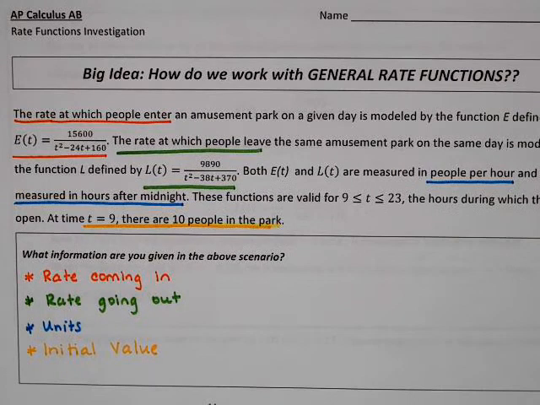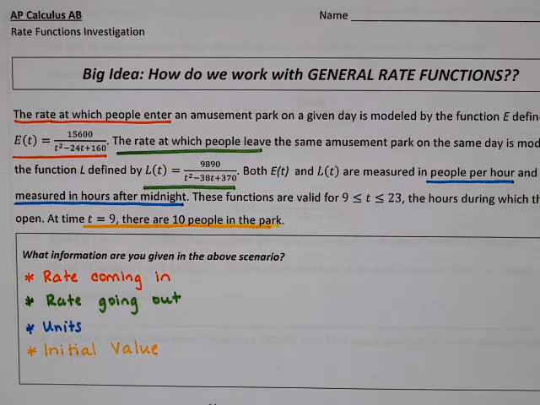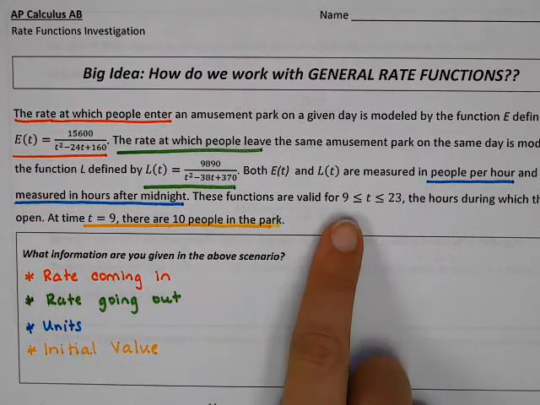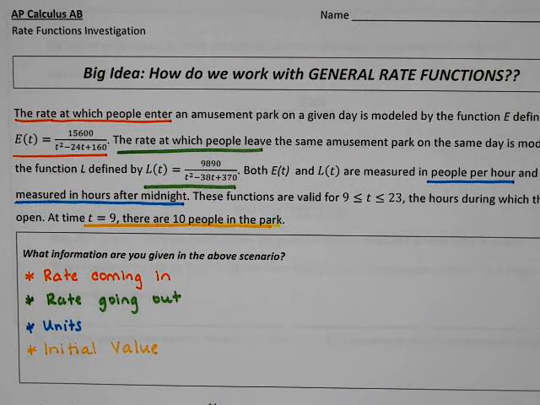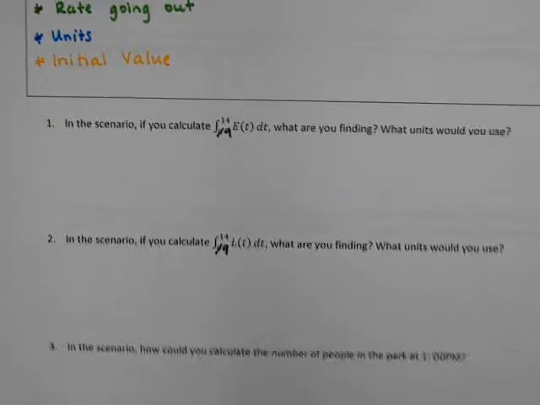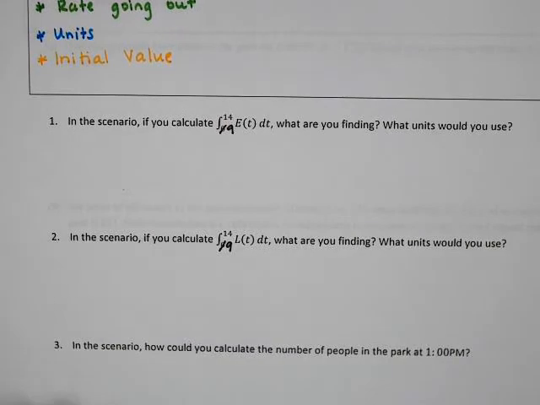In this scenario, if you were to integrate from 0 to 14, what are you finding? Now this is actually a typo and I apologize. This should actually say 9 to 14. Just like this one should say 9 to 14. And the reason is because these functions are only valid between 9 and 23 hours. Okay, so in this scenario, if you calculate the integral from 9 to 14 of E of t, what are you finding?